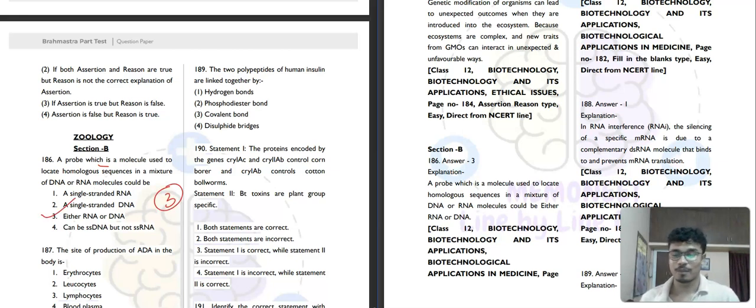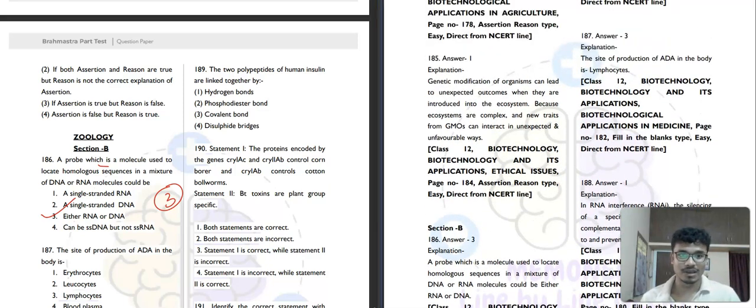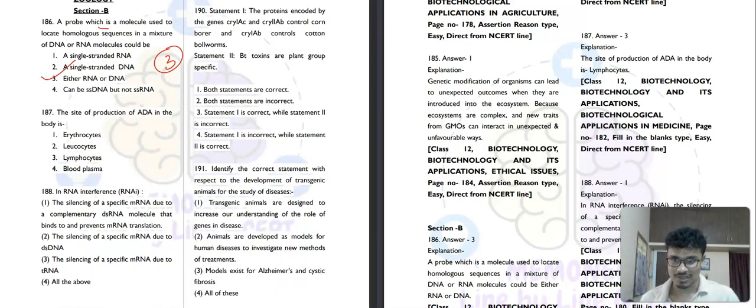And the site of production of adenosine deaminase in our body, let me guess. Sorry, let me think about this question. This is the easiest question. It is obviously the lymphocyte. What you are infusing is lymphocytes.